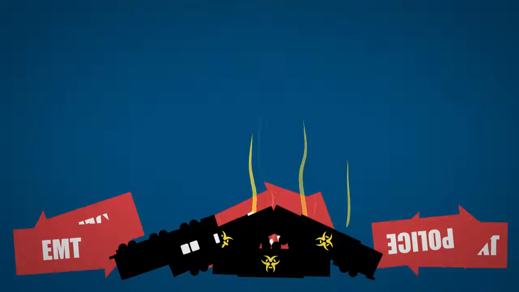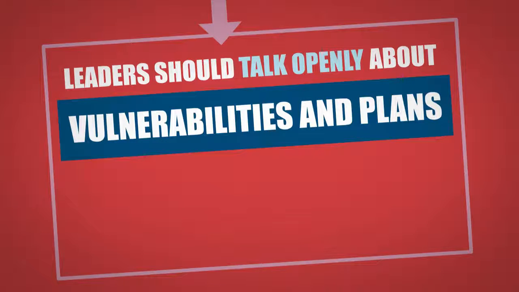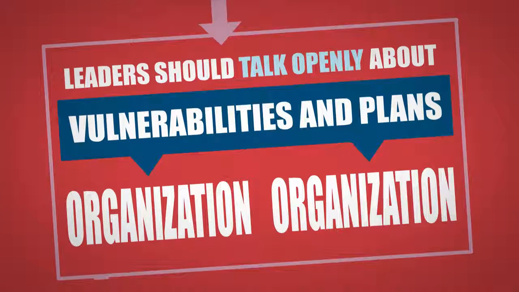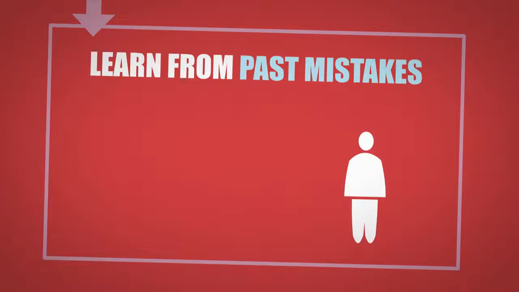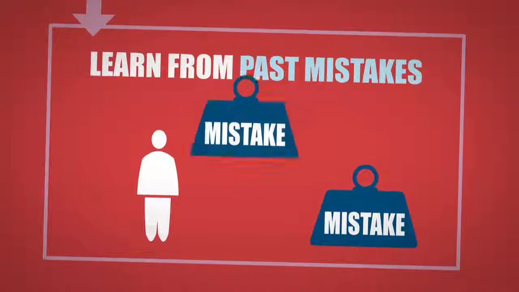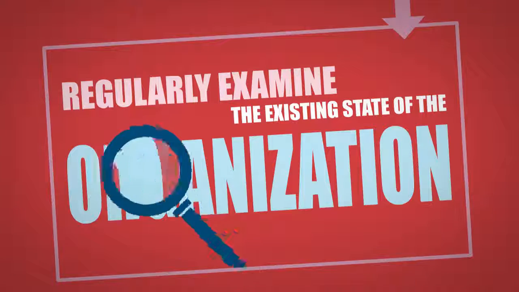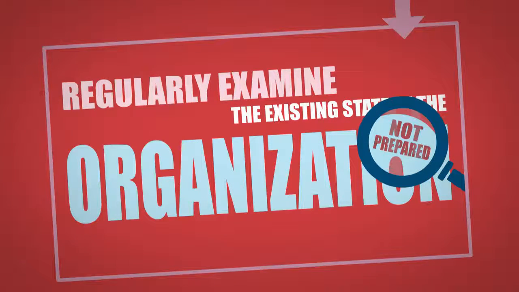To overcome organizational factors, leaders should talk openly about vulnerabilities and plans, both within the organization and with other organizations. They must learn from past mistakes and use what they've learned to make improvements. Decision makers need to regularly examine the existing state of the organization and challenge the present status of preparedness.